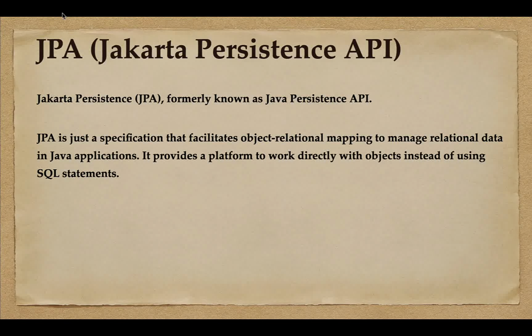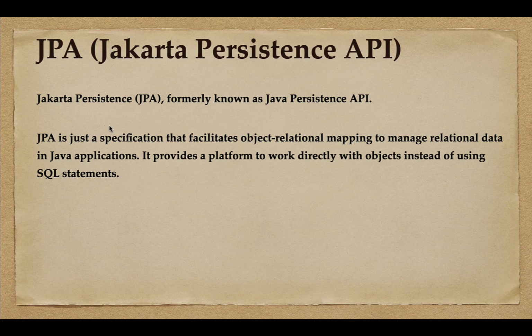In this lecture, let's take a look into what is JPA. JPA stands for Jakarta Persistence API. Jakarta Persistence API is formerly known as Java Persistence API. The Eclipse Foundation took ownership of Java EE, and the Eclipse Foundation has changed the name from Java Persistence API to Jakarta Persistence API.